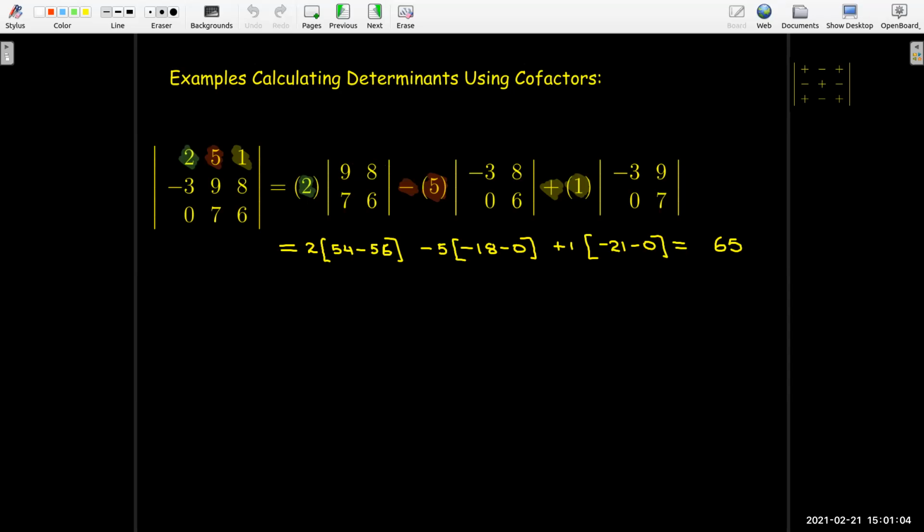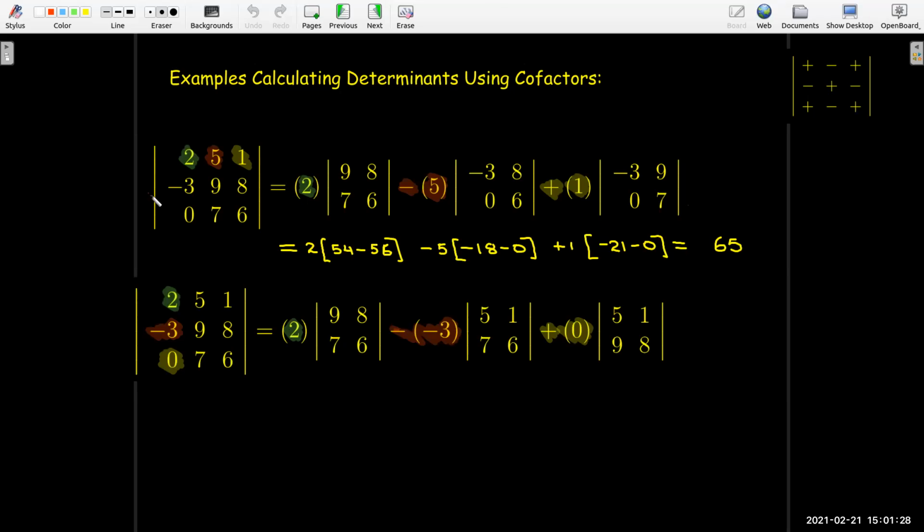So remembering the formula, I'd have a 9 times 6 minus an 8 times 7. Here I'd have negative 3 times 6 to give me negative 18. 8 times 0 is 0. Negative 3 times 7 is negative 22. Subtract off 0. And that works out to be 65.